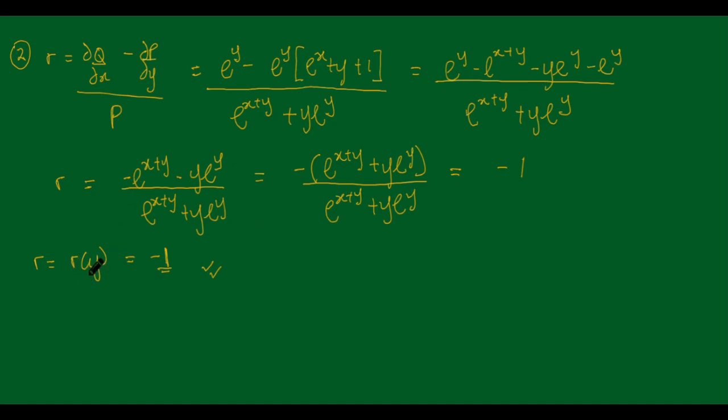And recall that we said if r is equal to r of y, our integrating factor is going to be equal to e raised to the power of the integral of r of y dy. So this becomes e raised to the power of the integral of minus 1 dy. This becomes e raised to the power minus the integral of dy. So our integrating factor gives us e raised to the power of minus y.